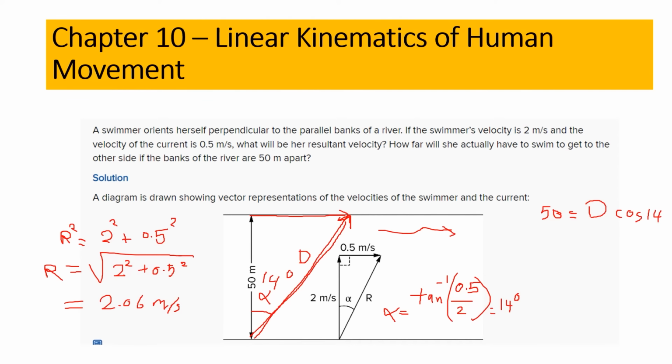Then remember, those are vector displacements, and then just velocity and position. So d equals 50 divided by cosine 14. How much is that? 51.5. Now what is that? Meters. Don't forget the meters.